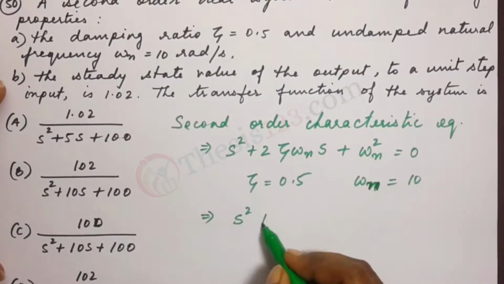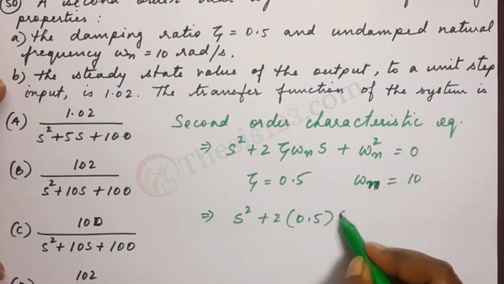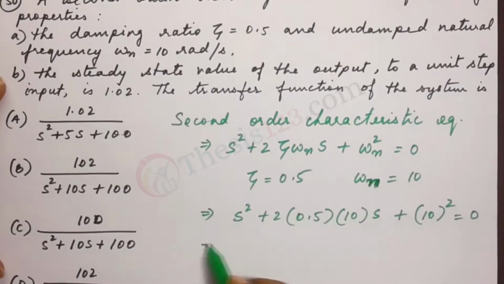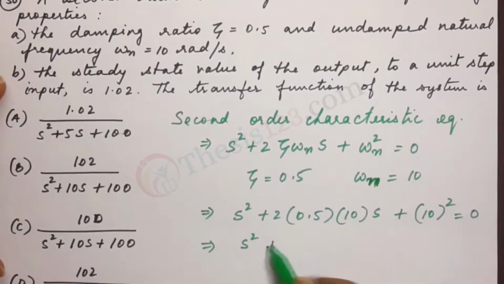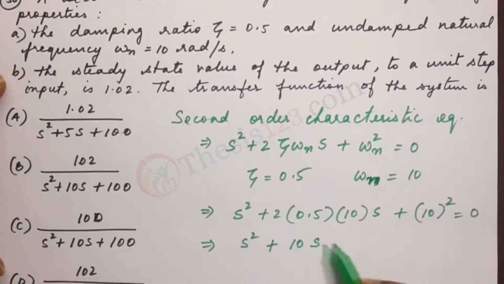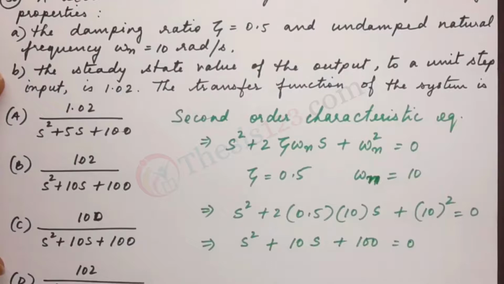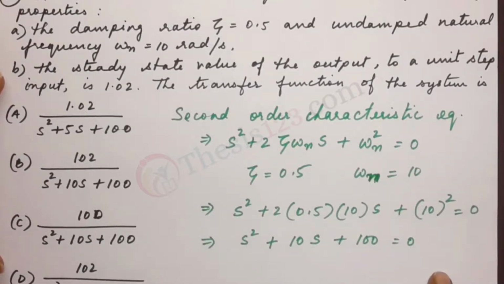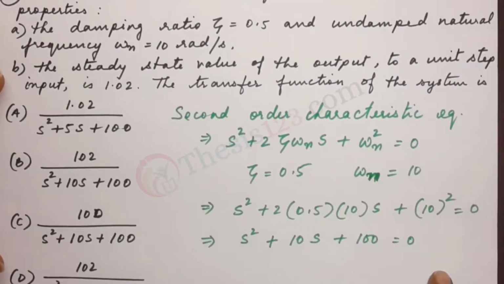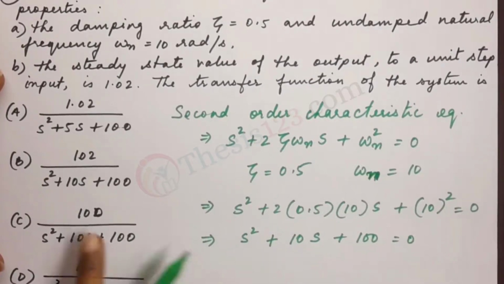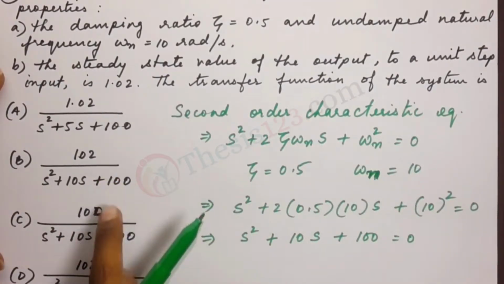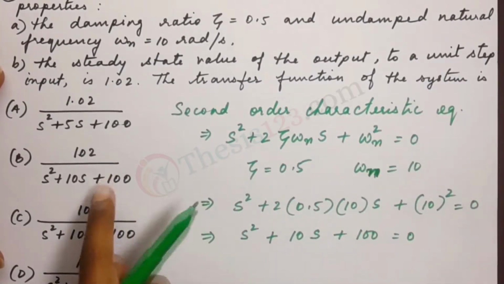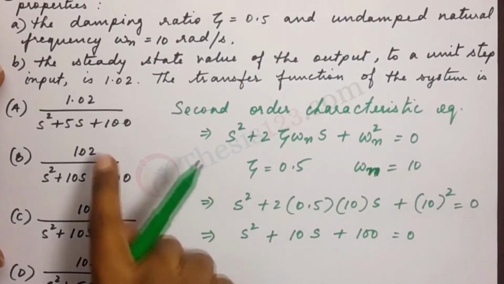So let's substitute these values in the above equation. We get s square plus 2 into 0.5 into 10 s plus 10 square is equal to 0. And this gives us s square plus 10s plus 100 is equal to 0. Now this is our characteristic equation. Let's see now. The denominator matches with option B and option C. So we have both of these options with the denominator of the characteristic equation s square plus 10s plus 100, right? But we have a different numerator.